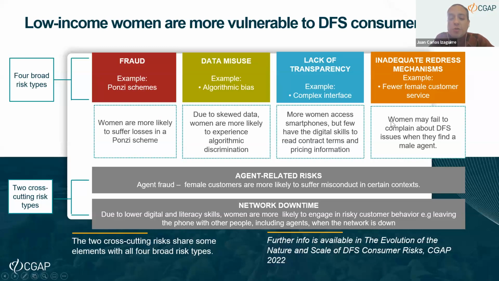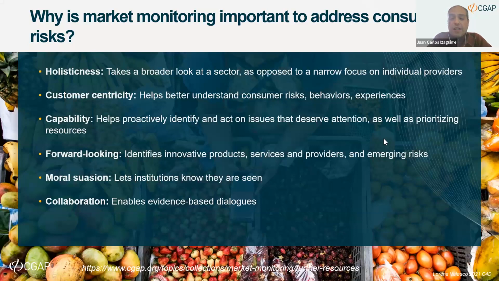So what should we do about this? One key action that CGAP is emphasizing is monitoring the market to identify and act on the risks that disproportionately affect women using financial services. Market monitoring takes a broader look at a sector, as opposed to a narrow focus on individual providers. This helps the actors in the sector better understand consumer risks, behaviors, and experiences, and also proactively identify and act on issues that deserve attention.